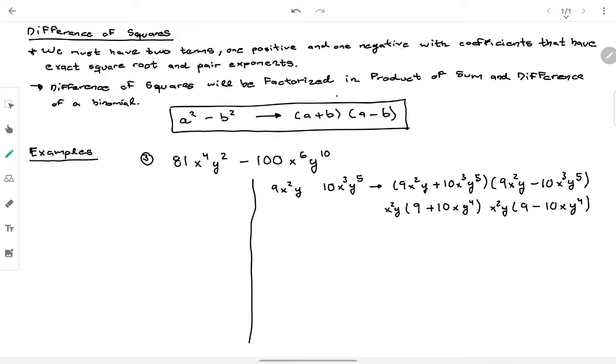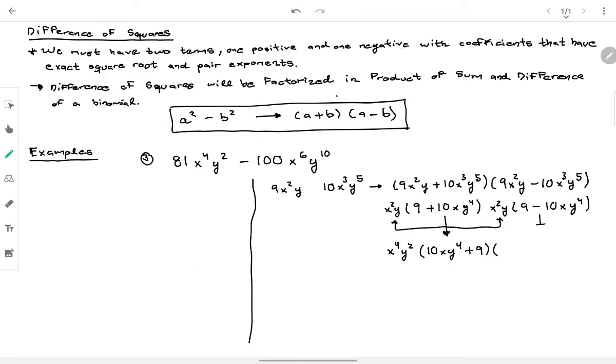So finally, we can join these two. It's going to be multiplied x squared and x squared. It's x to the 4, y multiplied by y squared. The first parenthesis is not correctly ordered, so I need to order it, and it's going to be 10x y to the 4 plus 9.